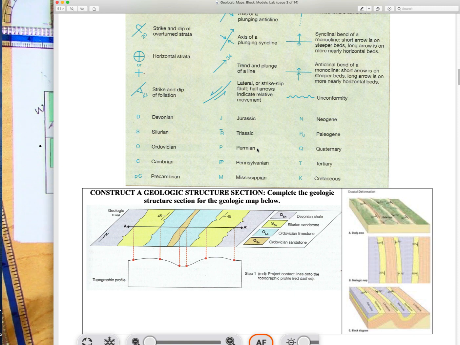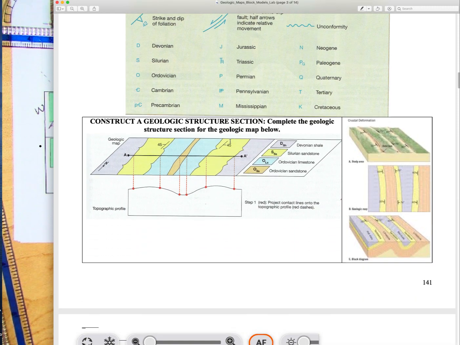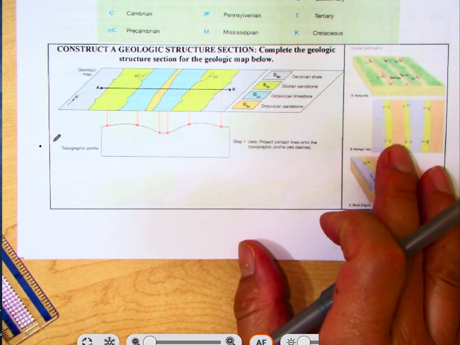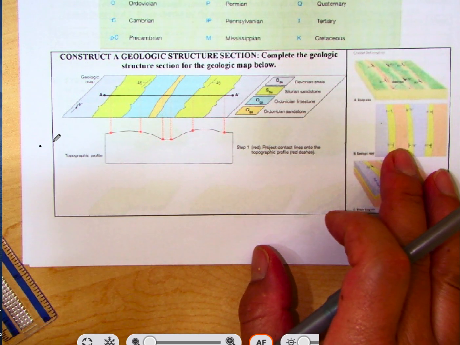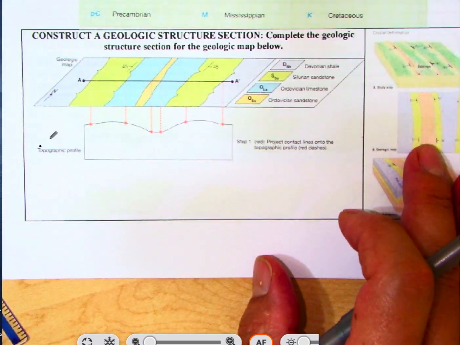Just keep this in mind here on page 141. All right, so the next part here, we want to do this little cross section on the map. So let's go back to the document camera. On this figure here, we're going to construct a cross section, and we'll be doing a lot more of these when we look at the block model.